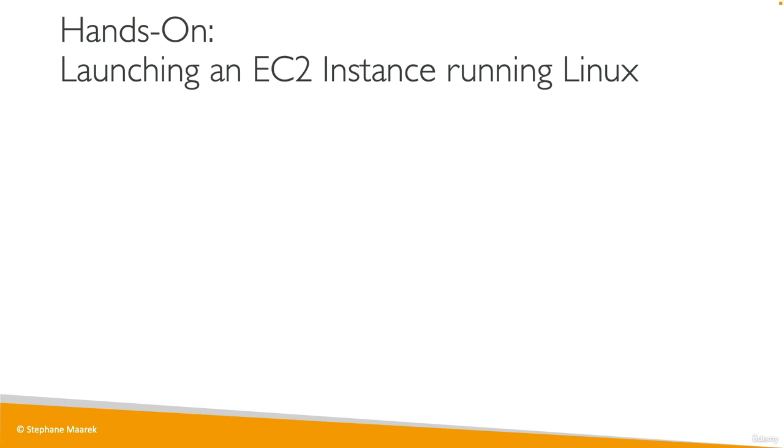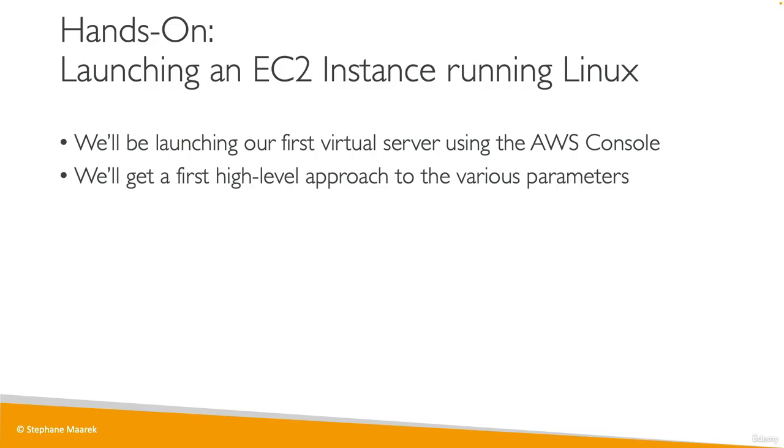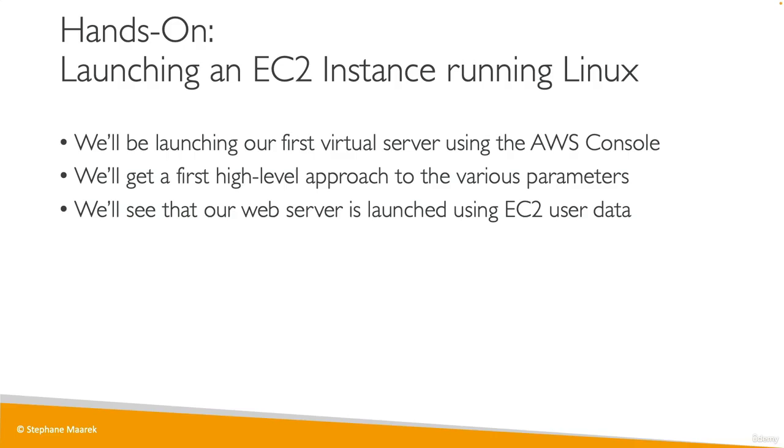Welcome. So in this lecture, we are going to launch our first EC2 instance running Amazon Linux. So for this, we'll be launching our first EC2 instance, which is, well, a virtual server, and we'll use the console for this. We'll get a high-level approach to all the various parameters you have when launching an EC2 instance, and you'll see there are many, but we'll learn the most important ones.